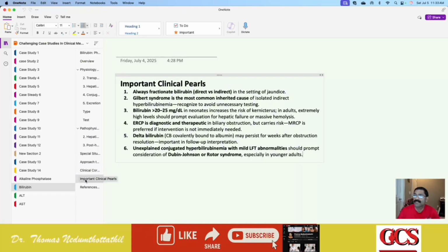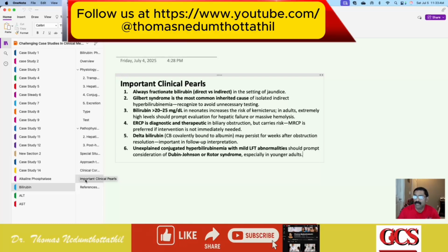Important clinical pearls. Number 1, always fractionate bilirubin. That means find out direct versus indirect bilirubin levels in the setting of jaundice. Number 2, Gilbert syndrome is the most common inherited cause of isolated indirect hyperbilirubinemia and should be recognized to avoid unnecessary testing. Number 3, bilirubin more than 20 to 25 mg per deciliter in neonates increases the risk of kernicterus. In adults, extremely high levels should prompt evaluation for hepatic failure or massive hemolysis.